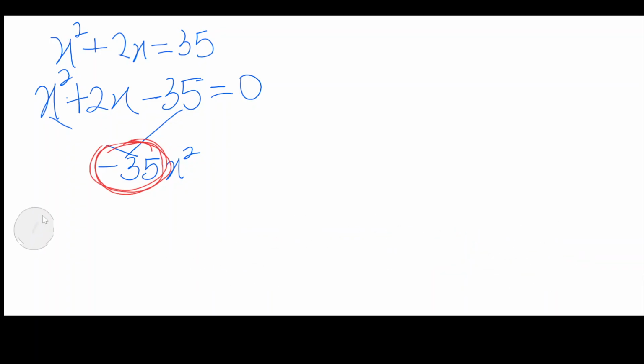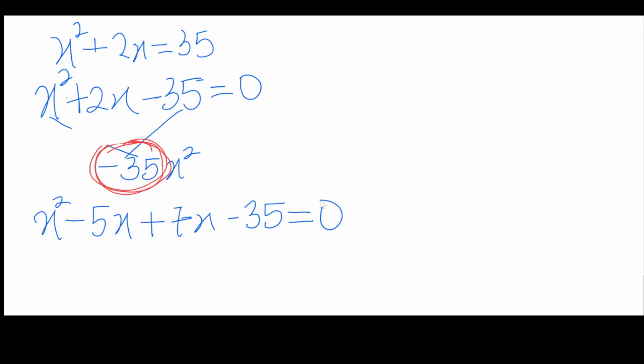So we have x squared minus 5x, then plus 7x. So I've changed to minus 5 and 7. Plus 7x. Then I'm going to write minus 35, all equal to 0. So I'm going to be factorizing by grouping. That is this and this. Then I group 7x and negative 35. So from there, I discover that x is common.